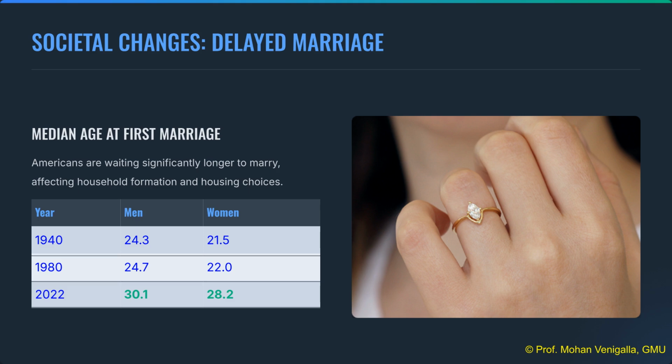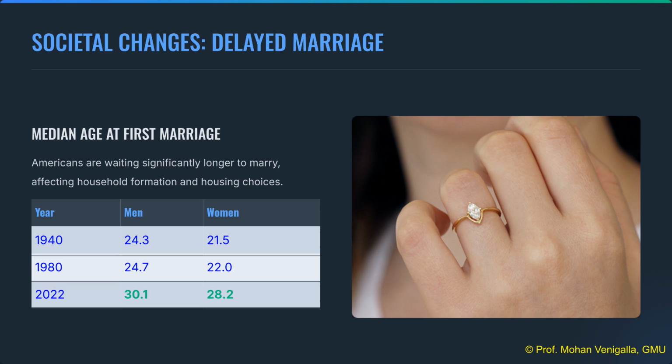This slide covers societal changes, specifically the trend of delayed marriage. The median age for a first marriage has increased significantly, directly affecting household formation and housing choices. To put this in perspective, in 1940, about 68% of females aged 20 to 34 were married, but by 2020, that figure has dropped to around 39% in the same age bracket.